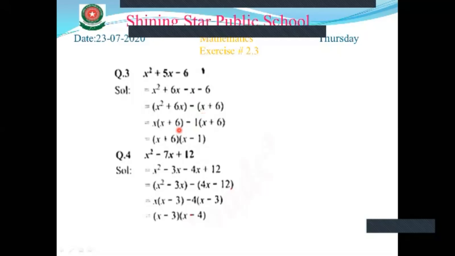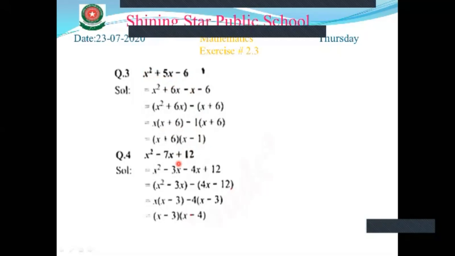Now take the common x plus 6. So when we take the x plus 6 common from these two terms, we get x minus 1. Okay, now you will check your answer. To multiply x plus 6 with x minus 1, you will get x square plus 5x minus 6.